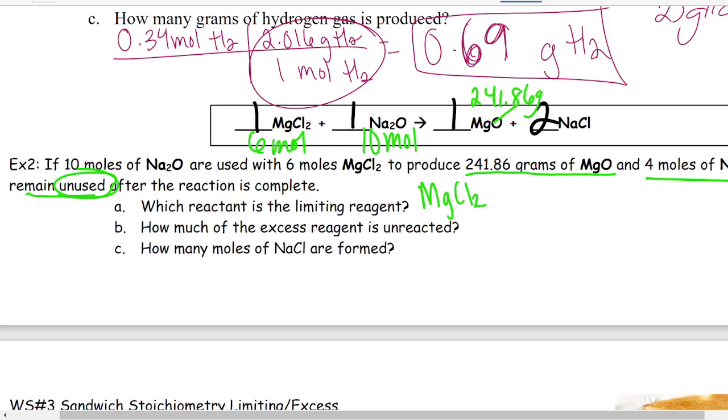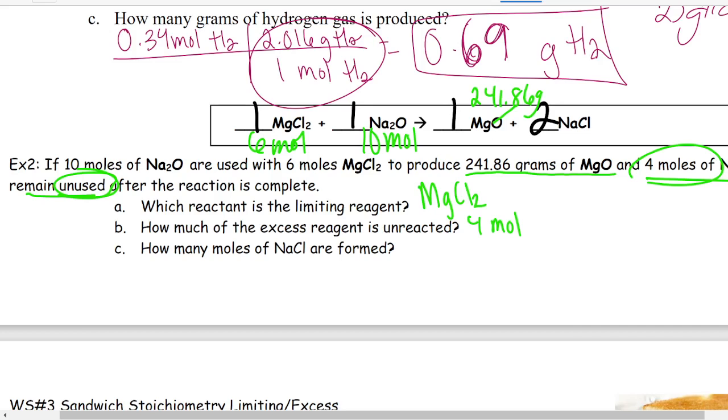Then letter B says how much of the excess reagent is unreacted. 4 moles. How do you know that 4 moles would be? Because that's exactly what it says. It remains unused. Unused means it's unreacted. So yeah, 4 moles. I didn't have to do any math for that one either. It's just about reading the question.